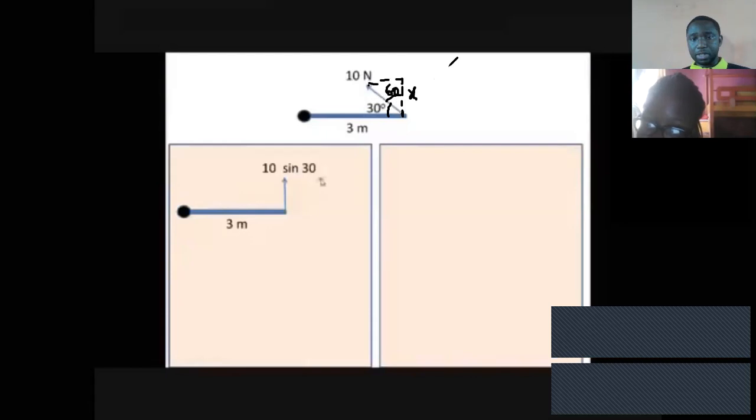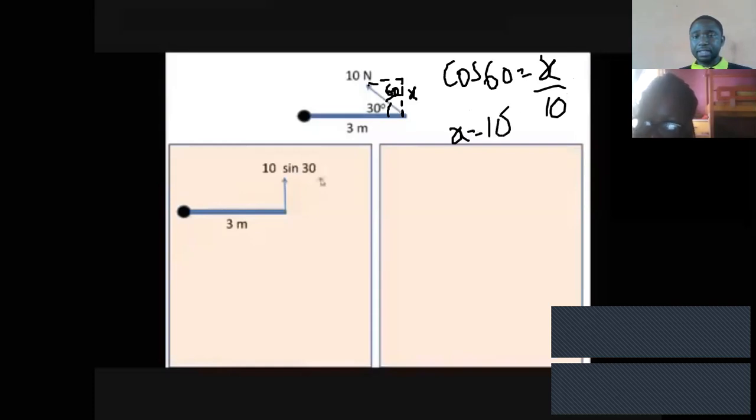That would be cos 60 equals the adjacent over x. So now x is equal to 10. cos 60, which is already the same thing as 10 sine 30. 10 cos 60 is already the same thing as 10 sine 30.